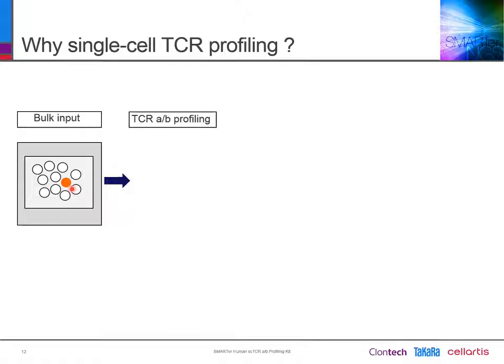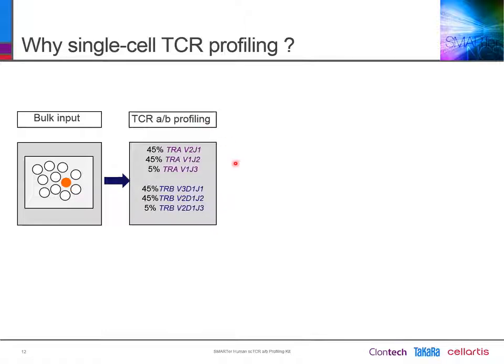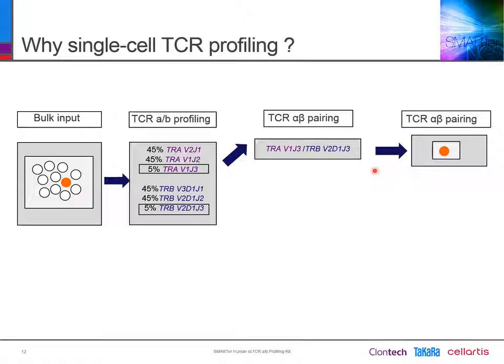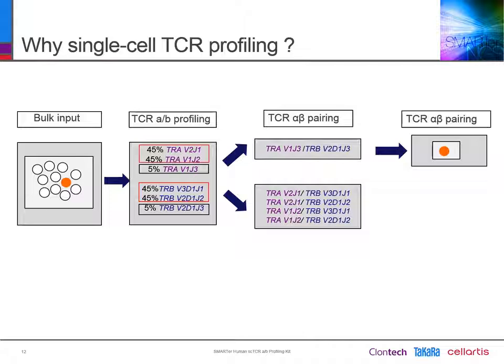And if you do TCR alpha beta profiling, what you end up with is a range of clonotypes, where in this scenario you have 45% of this particular alpha and beta genes being expressed. Now, if you use this information to try and determine pairing, based on this percentage of expression, you can assign this particular AB pairing to the cell type, but what you're left with then is 4 combinations of alpha and beta expression that can belong to these cells. So using this approach, it is not possible to assign alpha beta pairing to individual cells.